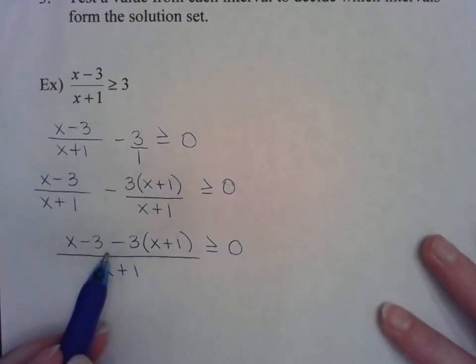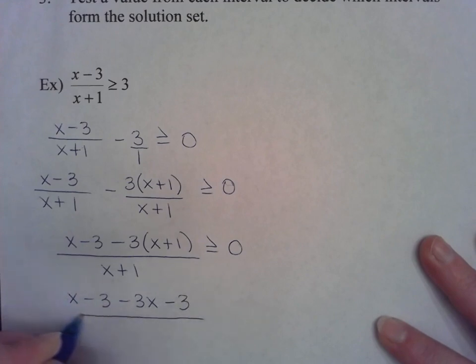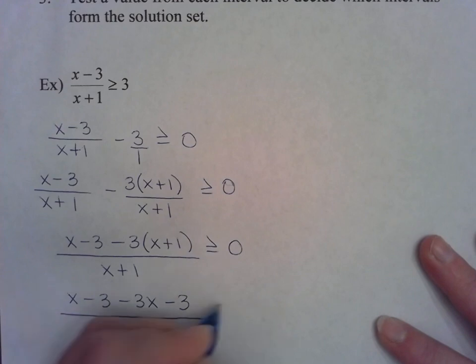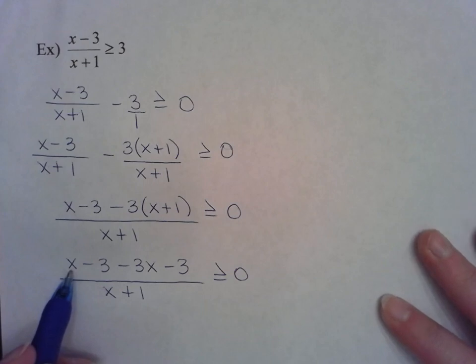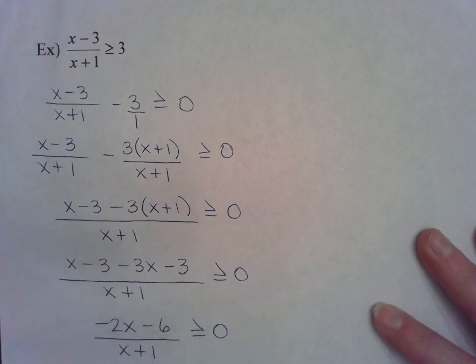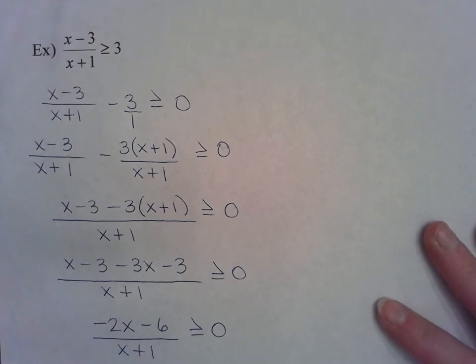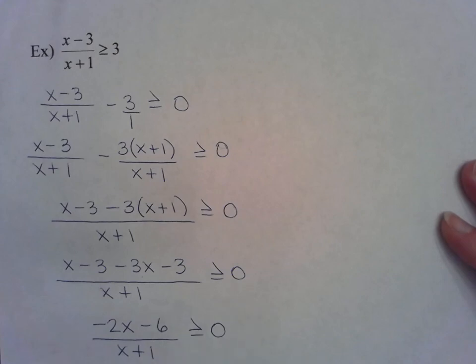Now I can do some simplifying in the numerator. So this is x minus 3 minus 3x minus 3. Okay, so I have positive x and negative 3x, so that's negative 2x. Negative 3 and negative 3 together would be negative 6. Okay, phew, that's a lot of work. All right, so now we have done the first step, right? We have it all in one fraction.